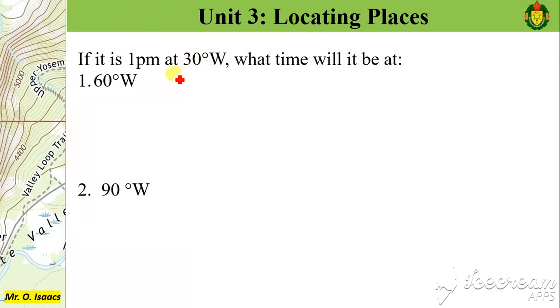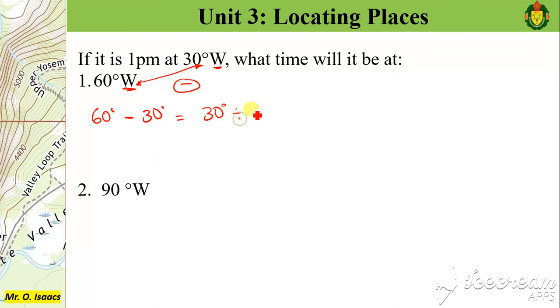But in this case, it says if it is 1 p.m. at 30 degrees west, what time will it be at 60 degrees west? The principle for the first part of the calculation here is that once the hemispheres are the same, just like how we have it here, you're going to subtract the first part of the equation. So you're going to have 60 degrees minus 30 degrees. And we're going to be left with what? 30 degrees.